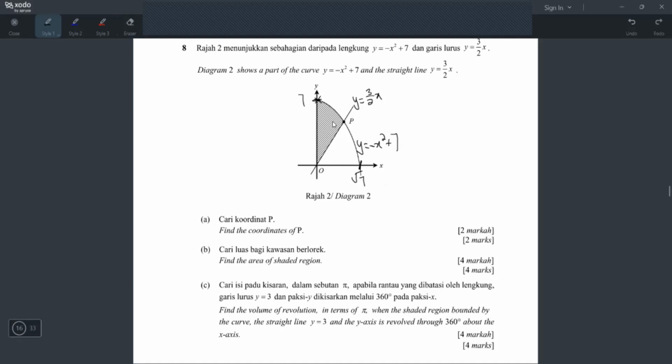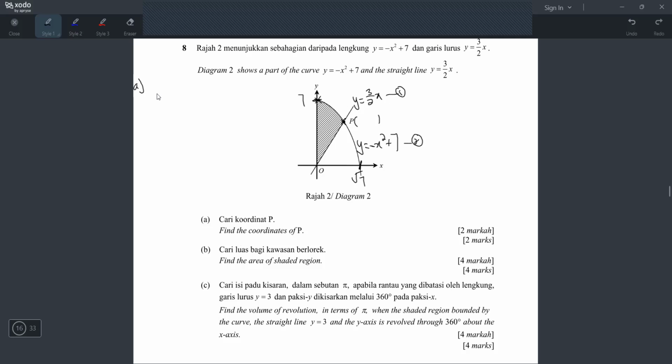And finally is the point P. Point P, actually we don't know, but we can find it because this is the intersection point of the straight line and the curve, and you have both equations, right? So to find P, you just need to take these two equations and do simultaneous equations. All right. And look at question A, find the coordinates of P. So yeah, that's what you will do now, right? Take this equation and this equation, call this equation 1, call this equation 2, and do simultaneous. But for me personally, I will just use the substitution method.